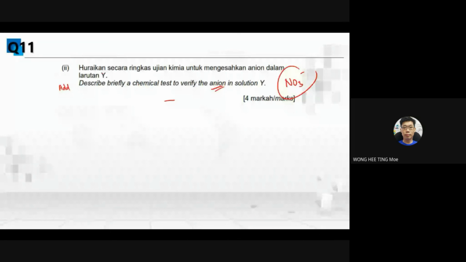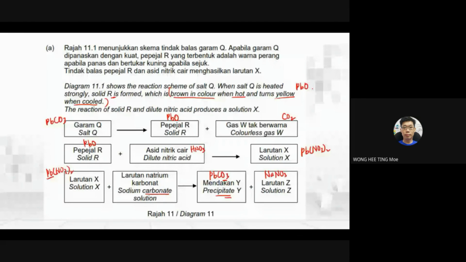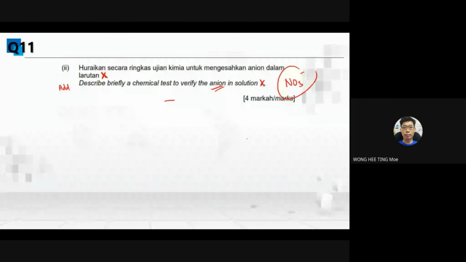If it is carbonate, and the question asks you, the precipitate Y is lead(II) carbonate, so it cannot be the one. You have to heat this one, and the gas released bubbles into lime water. Then it turns the lime water cloudy. But I think this question's purpose is to ask you to verify the nitrate ions. It should be X, not Y.